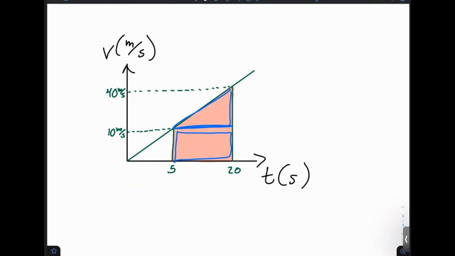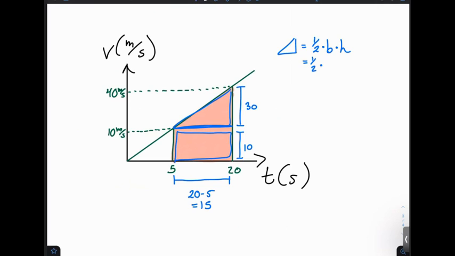And so the height of this triangle here is 30, and the height of my rectangle here is 10. And the width for both of them is 20 minus 5, which is 15. And so that means in the triangle bit that I have 1/2 times base times height, because that's a triangle. And so that's 1/2 times 15 times 30. So that means the area of the triangle is 225.